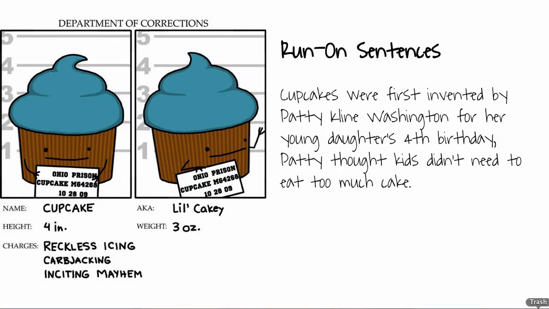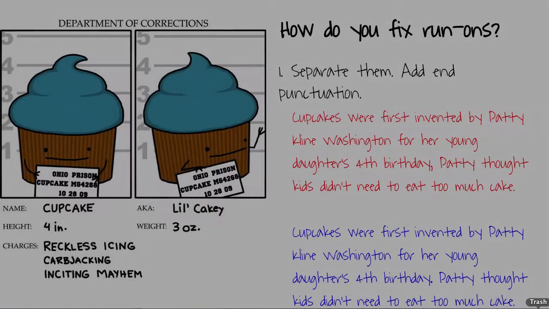So, here's an example. Cupcakes were first invented by Patty Klein Washington for her young daughter's 4th birthday. Patty thought kids didn't need to eat too much cake. So you can see there are a whole bunch of subjects in this sentence, and there are a whole bunch of actions in this sentence. And it's not really clear where the thoughts begin and end. So that's what makes it a run-on sentence. So our question for today is, how do we fix these?